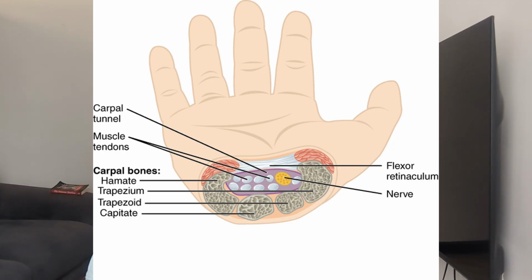The carpal tunnel, as the name suggests, is a tunnel, and in this tunnel pass several things. One is the median nerve that we've talked about, and another is 9 flexor tendons of the fingers that flex the fingers. This tunnel is bordered superiorly by the transverse carpal ligament and inferiorly by the carpal bones.